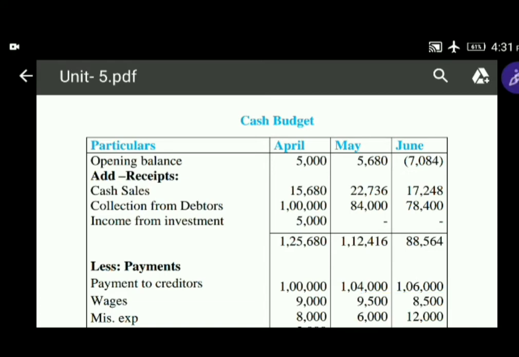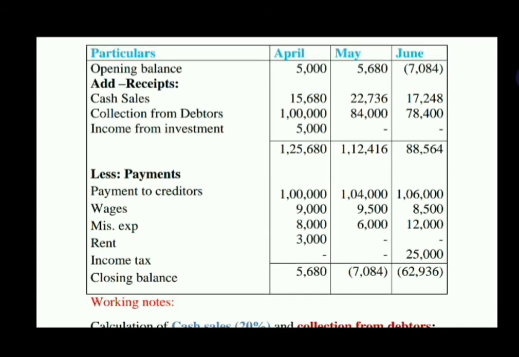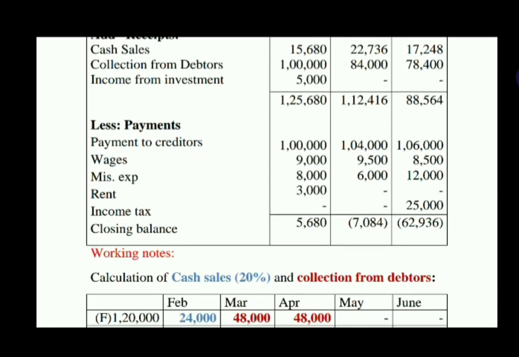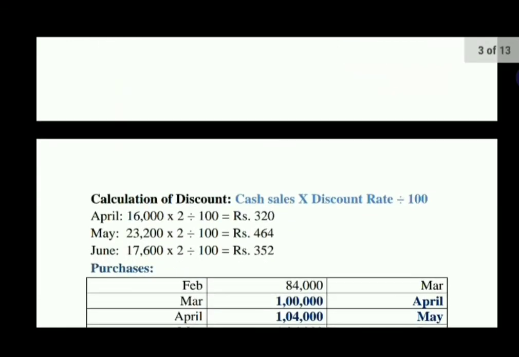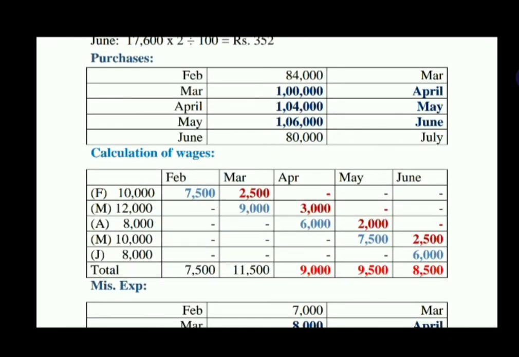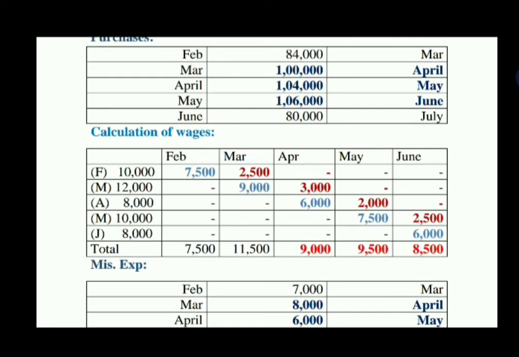So these are the receipts. And coming to payments: payment to creditors, wages, miscellaneous expenses, rent and income tax. Now let us calculate one by one. First, purchases. Purchases means payment to creditors.